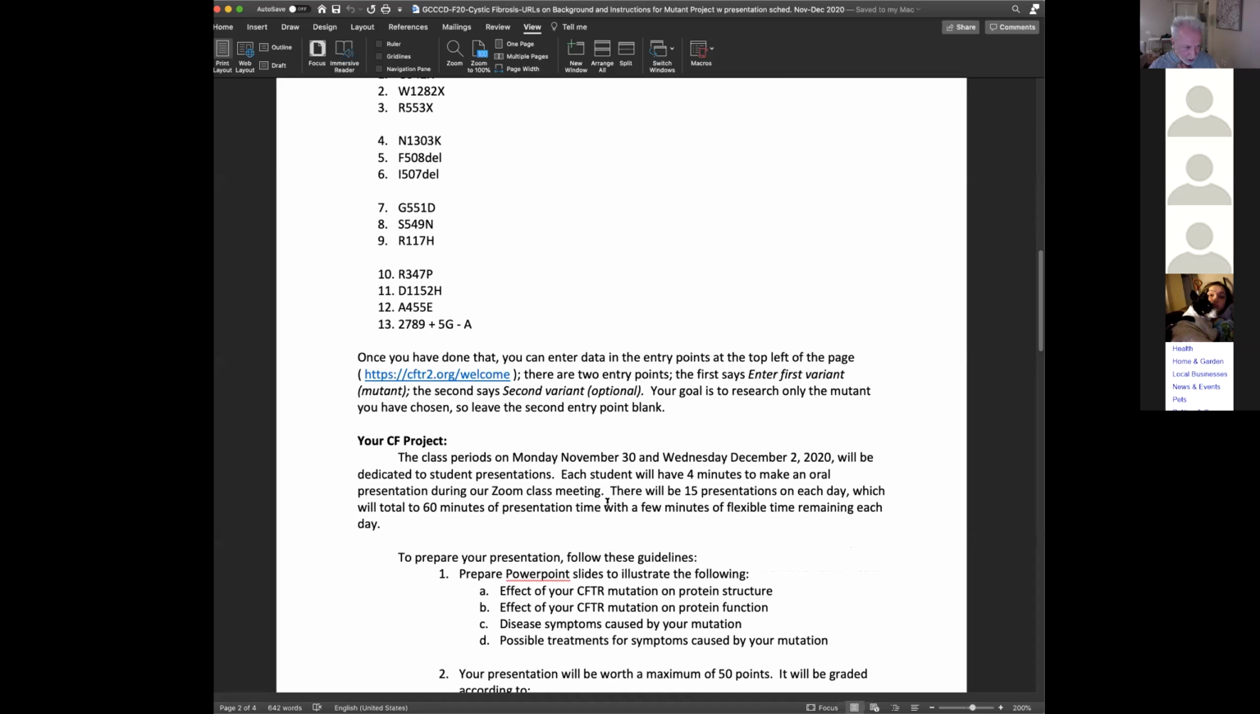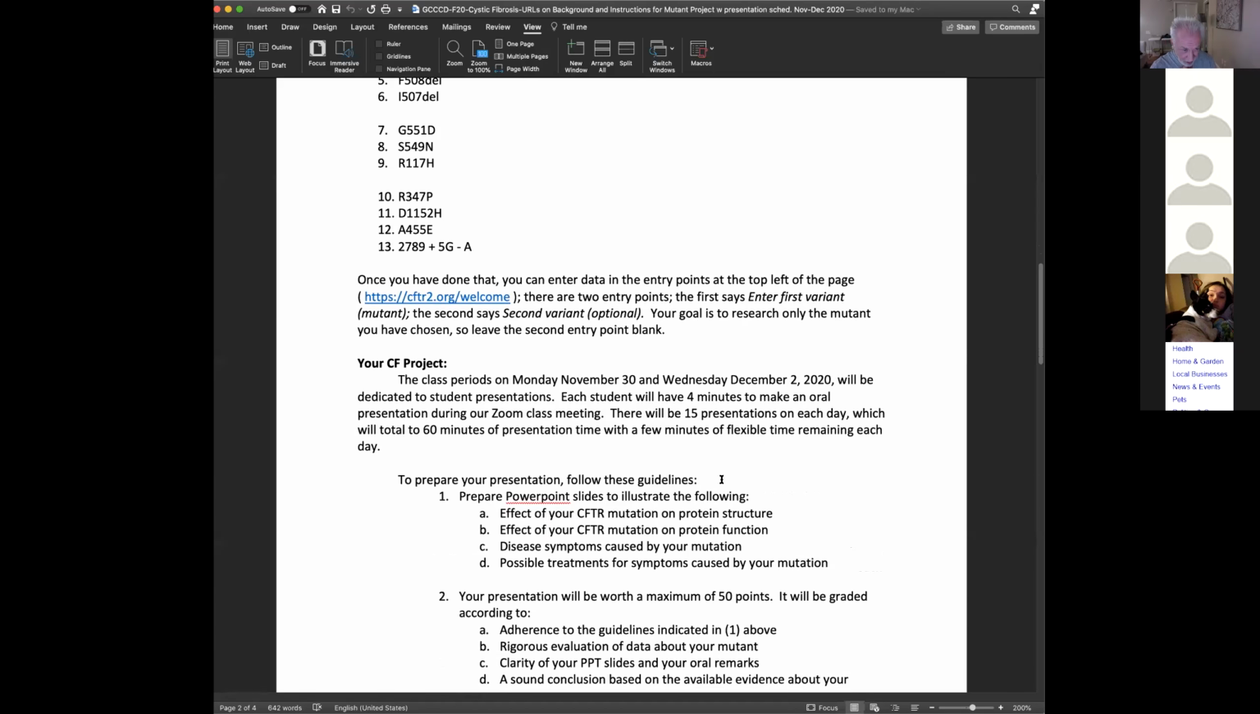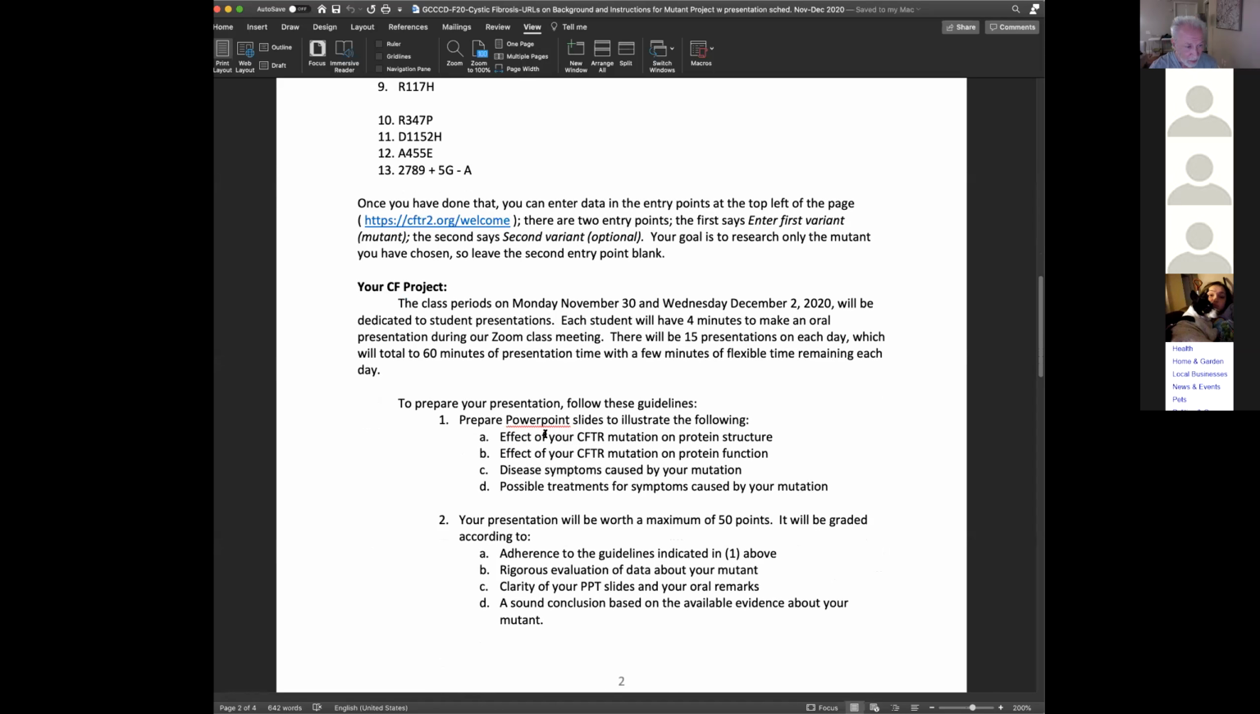Now, for your project, the guideline is to make some PowerPoint slides. First, show the effect of your mutation on the structure of the CFTR protein. Secondly, show the effect on the function of your protein. Then indicate the disease symptoms that your mutation causes. And then, if there are any, indicate possible treatments for the symptoms caused by your mutation.